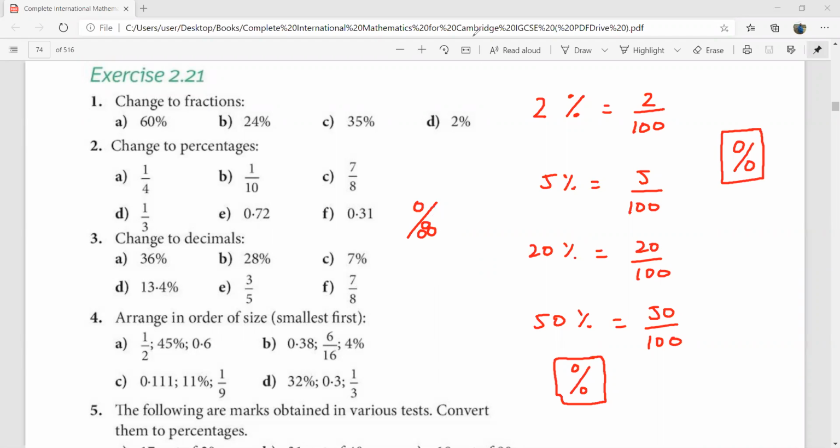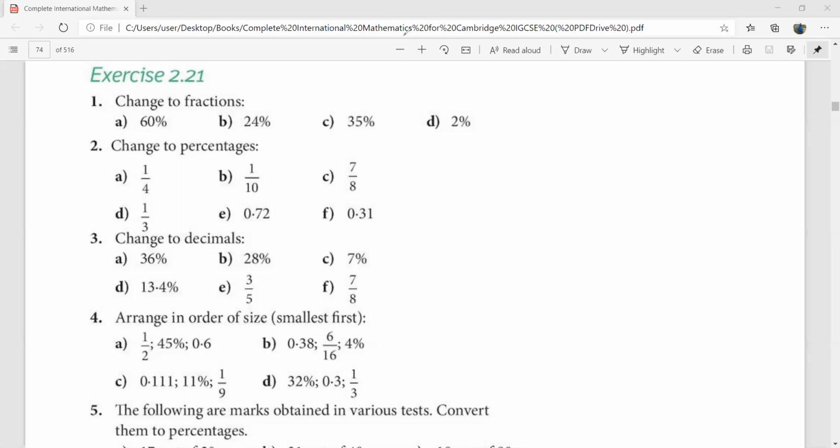Now, there are some percentages which are very typically used in our day-to-day life. You should be familiar with them, and you should know them as a percentage, as a decimal, and as a fraction. Suppose this is 10%. 10% is the same as 10 over 100, which can also be written as 1 over 10. And this is the same as 0.1. So 10% as a fraction is 1 over 10, and as a decimal it is 0.1.